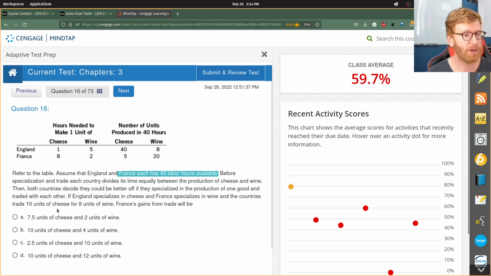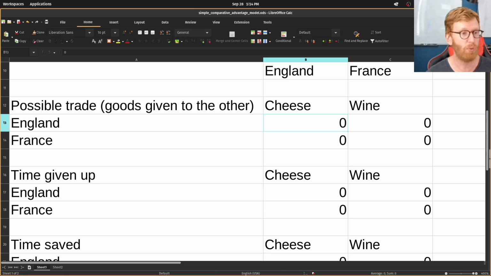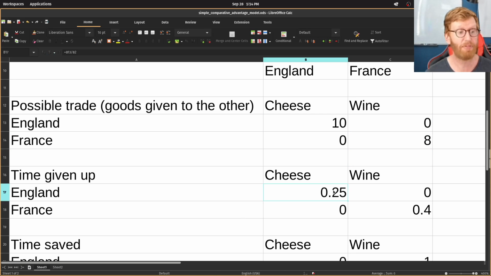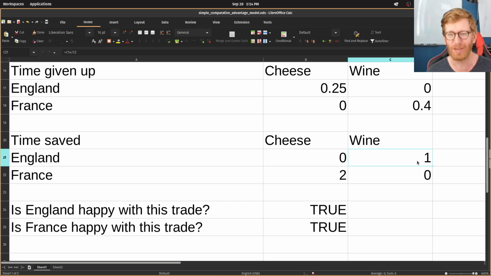But let's see what happens if, what have we got? England specializes in cheese, France specializes in wine, and they trade 10 units of cheese for 8 units of wine. And we can see that for England, they are taking 1/4 of their weekly production time, and they are saving how much? They're saving 2 weeks worth of production time for the wine that they're getting. Or sorry, one week. I keep reading in the wrong direction.